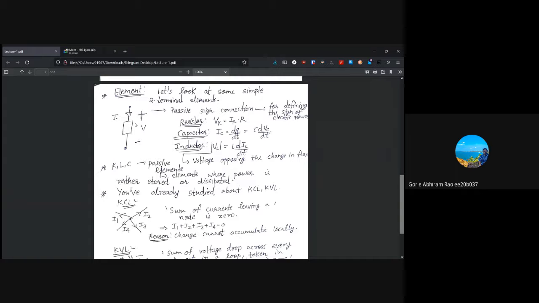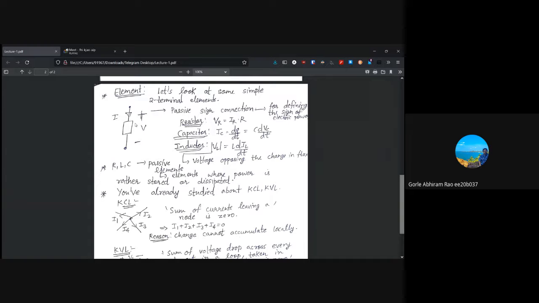If it's a resistor, using Ohm's law, we can directly write that V equals IR. And if it's a capacitor, to find the current flowing through the capacitor, we can write it as the time derivative of charge, which is dq by dt. So dq by dt can be written as d of CV by dt, and using that we get C dv by dt.